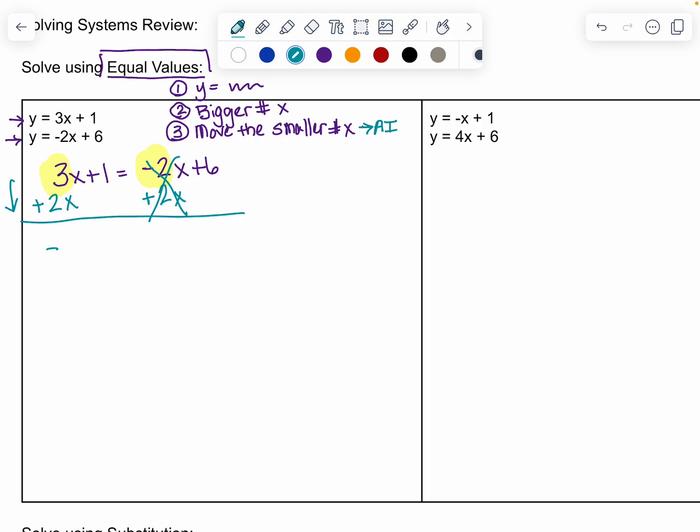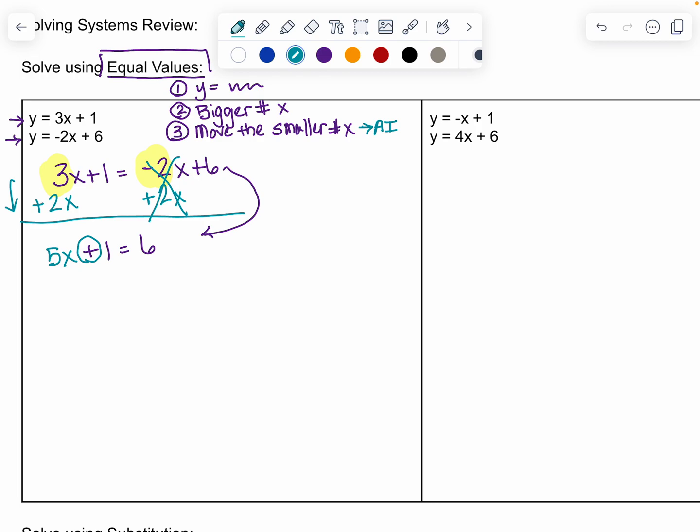3x plus 2x is 5x. I'm going to bring down the plus 1. And I'm going to bring down the 6. Then we've got our normal two-step equation.